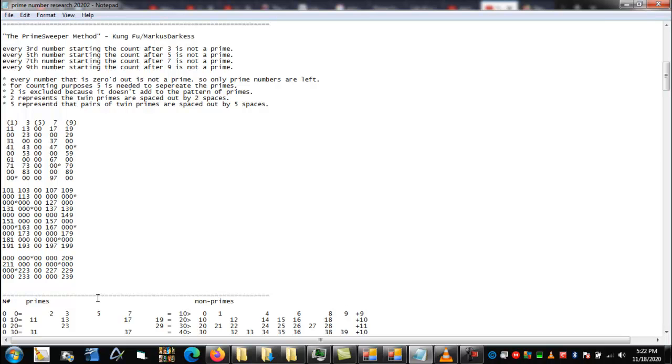Then we count again: 1, 2, 3, 4, 5, 6, and 7 right here. This would have been 49. 49 is not a prime. That's why you see it zeroed out. And you just keep doing this over and over again.